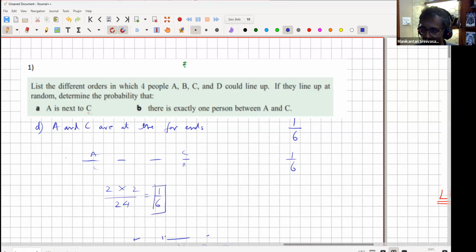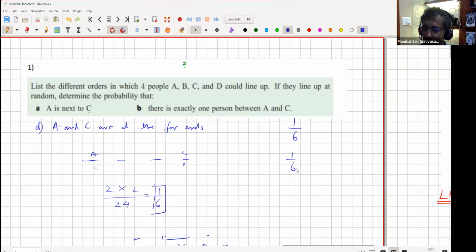This is the obvious way. Any other ways people have in mind? Navya, you had something? No, so similar method. Similar way. Okay. So another way to think.